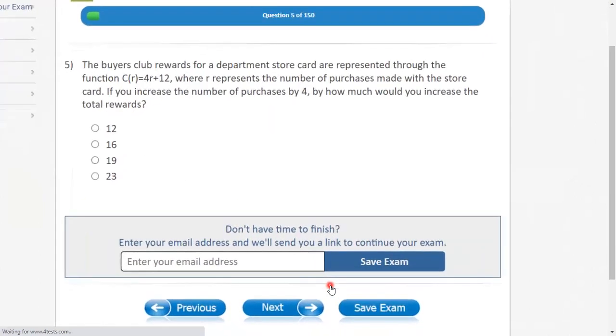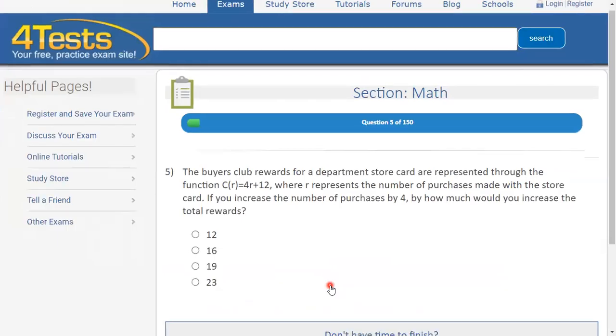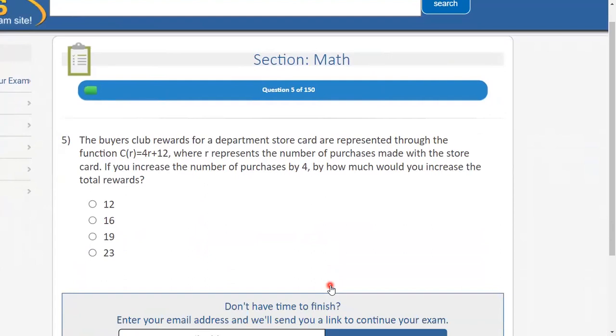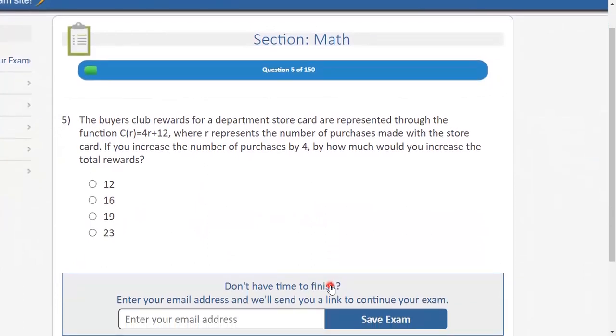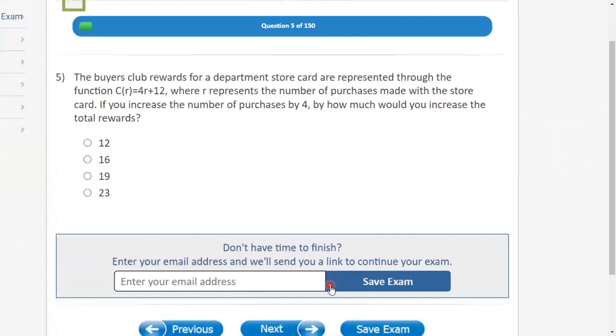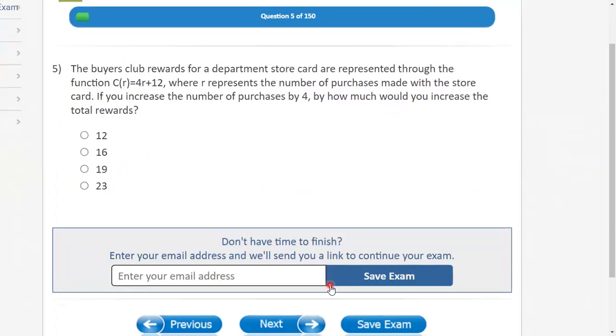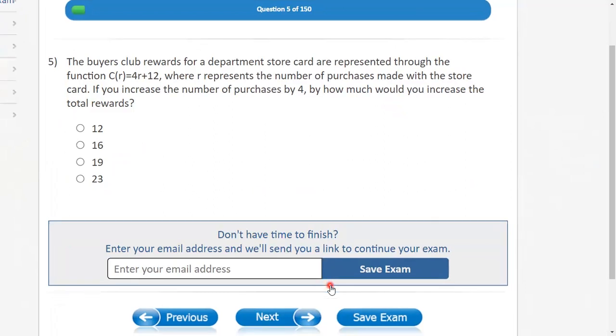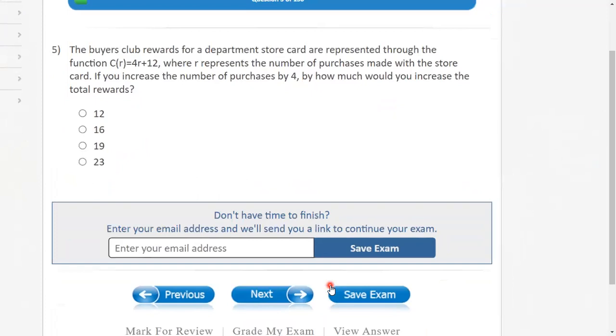So let's see. Look at this. I'm sure that you can read it now. The buyer's club rewards for a department store card are represented through the function C of R is equal to 4R plus 12, where R represents the number of purchases made with the store card. If you increase the number of purchases by 4, how would you increase the total rewards? Increase the total. Do some calculation on the paper, that will be helpful.